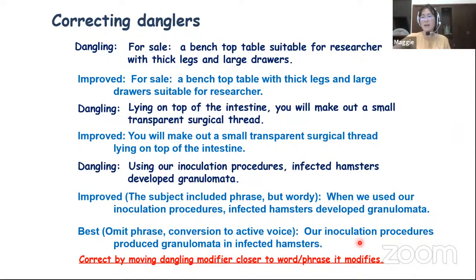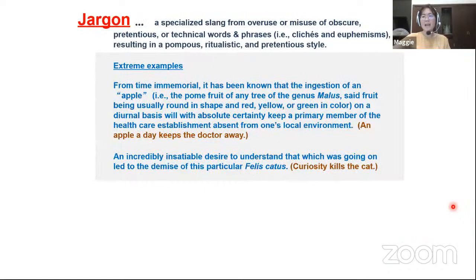So the last one, we use the active voice and also correct the danglers. So this one is much better. So when you find this dangling, then you can correct it by moving the dangling modifiers closer to the word or phrases it modifies. Okay. The next error would be the jargon.